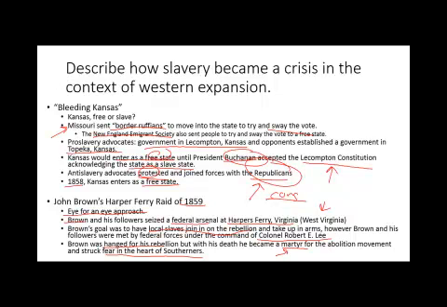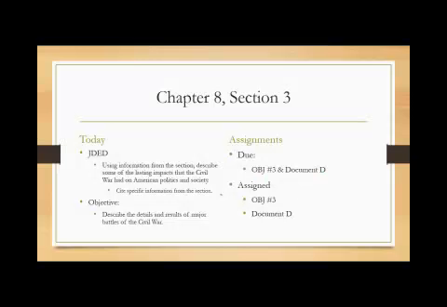So was it long-term successful? Absolutely. Though slavery continues to exist in 1859, we know that the Civil War is going to take place, which will ultimately result in its abolishment. Short-term success? Debatable. Most would say not. Long-term? Absolutely. Continuing on, Section 3, Chapter 8.